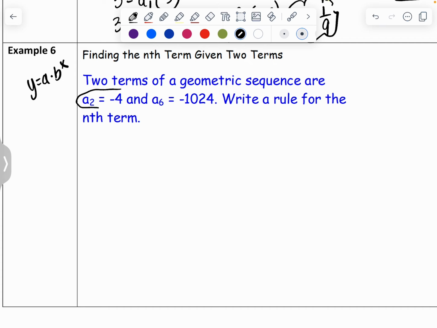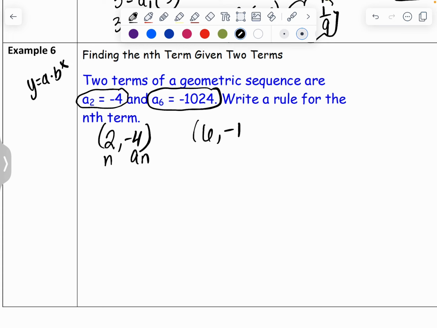I'm giving you the second term, which is -4, which essentially means that you have the point (2, -4), where this is n, a sub n, instead of x and y. Those are our input-output values that we notate with sequences. And then the sixth term is -1024, which means that you have the point (6, -1024), and again, that's n, a sub n. And you're going to set up a system of equations.